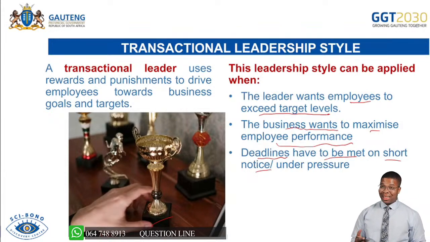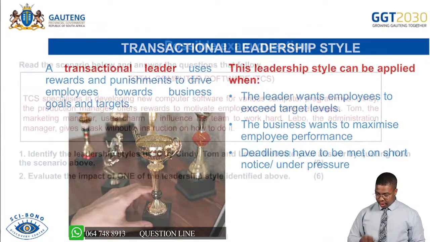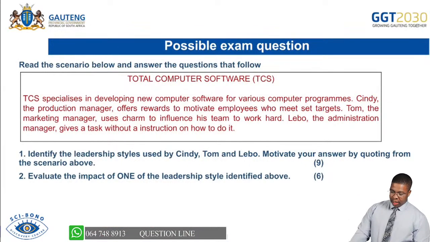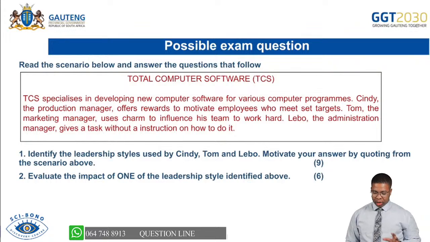So in a situation whereby there's a deadline that has to be met at short notice, the reward system will also contribute to the success. Then let us look into a possible exam question on leadership styles. This is a possible exam. We have Total Computer Softwares, and the instruction is clear.